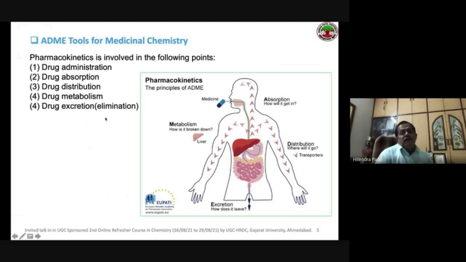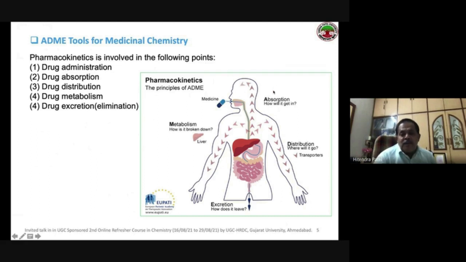So friends, the simplest example is shown over here with the figure. This is nothing but the principles of ADME. Now let us see, if we have to take any medicine through the oral route of drug administration, then the first important term is A, that means absorption. So how does drug absorption occur? How will it get in, right? After taking an oral dose of the drug, from where does the absorption start? Then the second parameter is drug absorption.